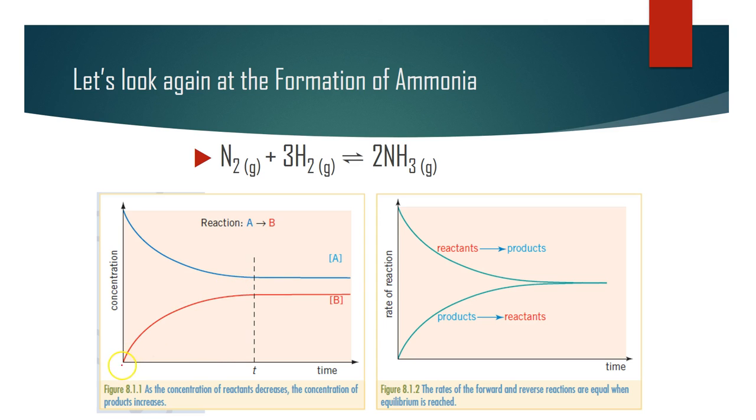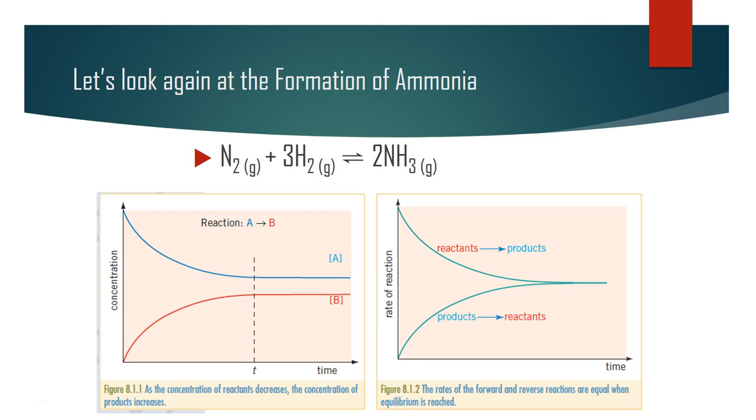And with the products, we start at 0 products, and as we make products, the concentration of the products increases, so that our rate increases over time as well. Eventually, the rate of consumption of the reactants will equal the rate of production of the products, and now we would be at equilibrium. We have these plateaus here, so at time t we've reached equilibrium. Okay, so this is looking at concentration.